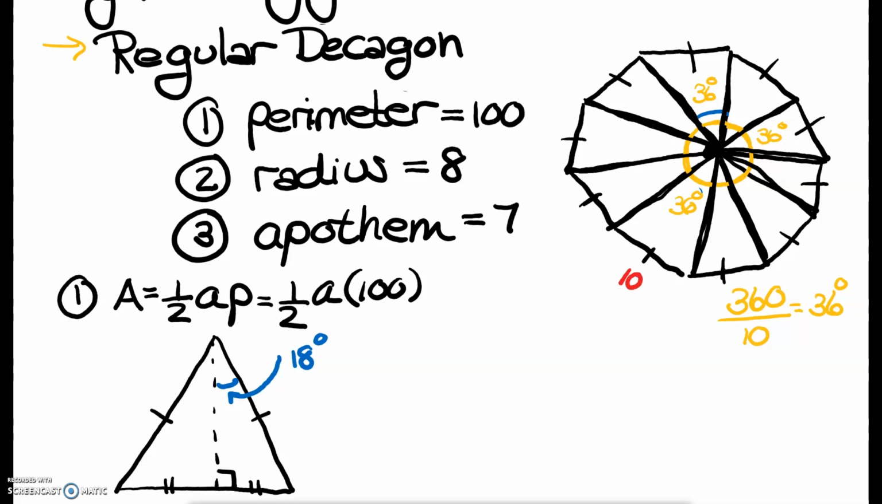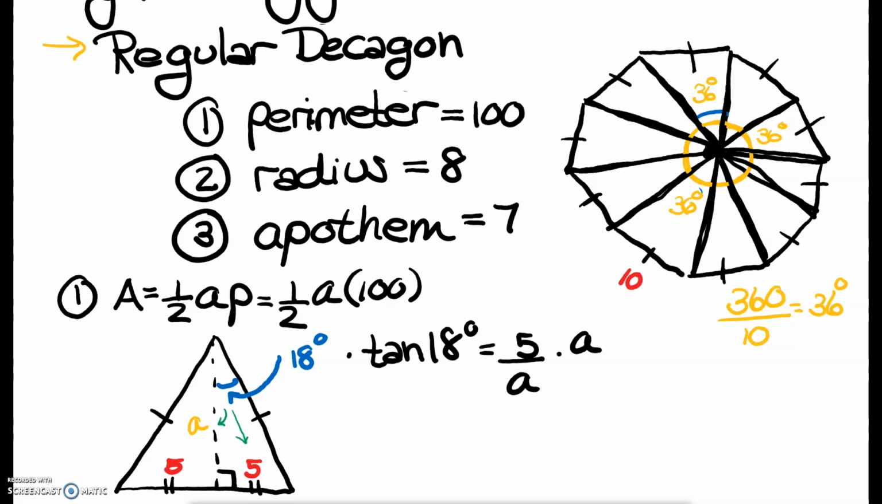So if I split the 10 in half, because my base, or my side length, is 10 and it gets split in half, I have a nice triangle where now I can find my apothem right here. So what do I have here? I have the opposite and the adjacent side, which happens to be tangent.